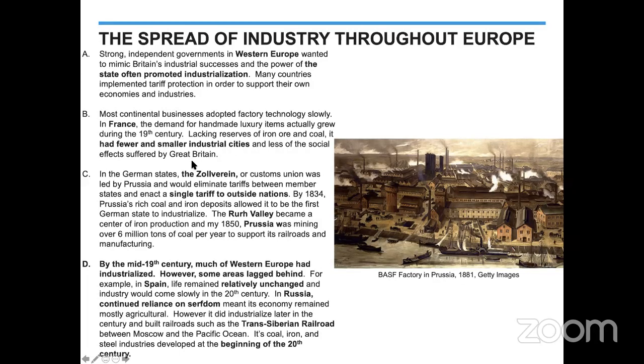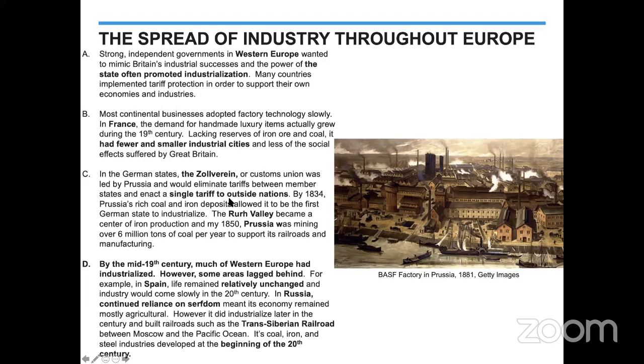And in the German states, remember, we don't have a Germany yet, but we do have the Zollverein, which is a customs union. It is led by the biggest of the German states, Prussia, and we'll come to that later. They are going to start a loose economic integration with this customs union that will eliminate tariffs between member states and enact a single tariff outside of the customs union.